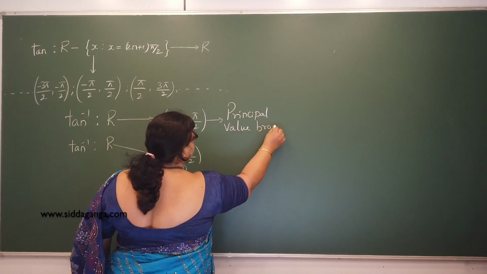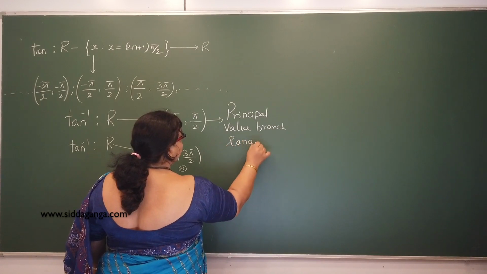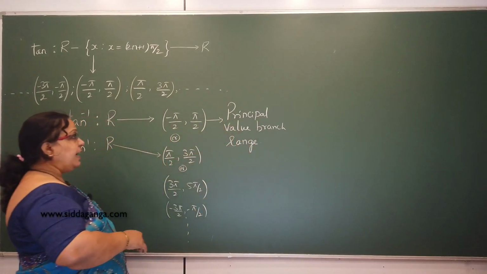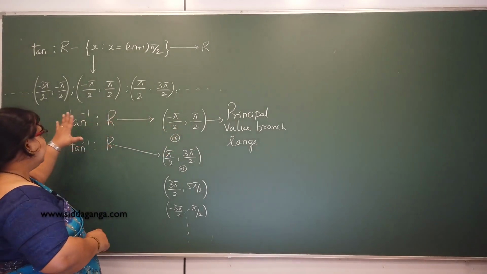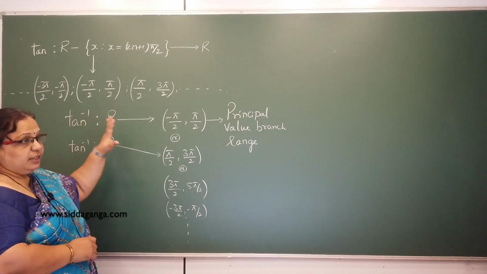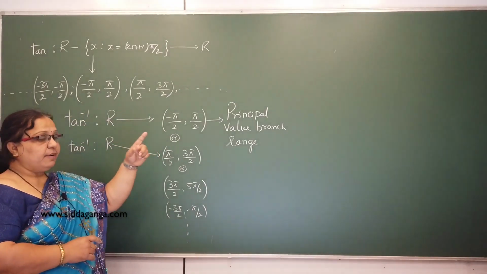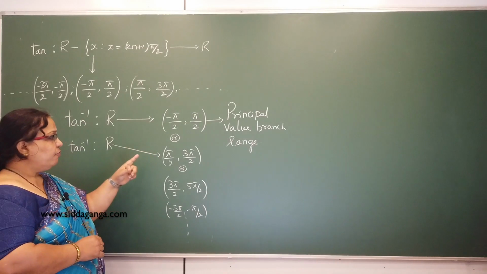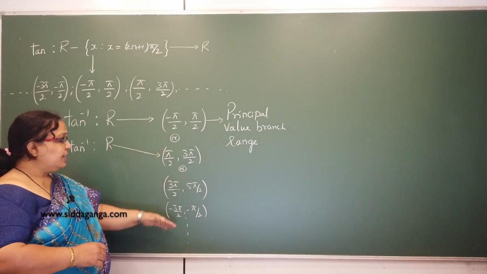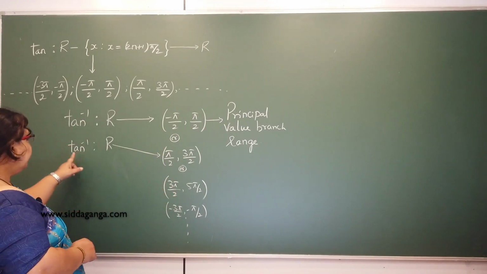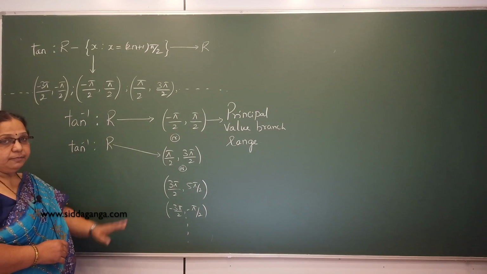Branch range, where the answer should lie in this range. So if the given problem has tan inverse, that is called the principal value branch range for the tan inverse function. So these are also called the other branches for the tan inverse function.